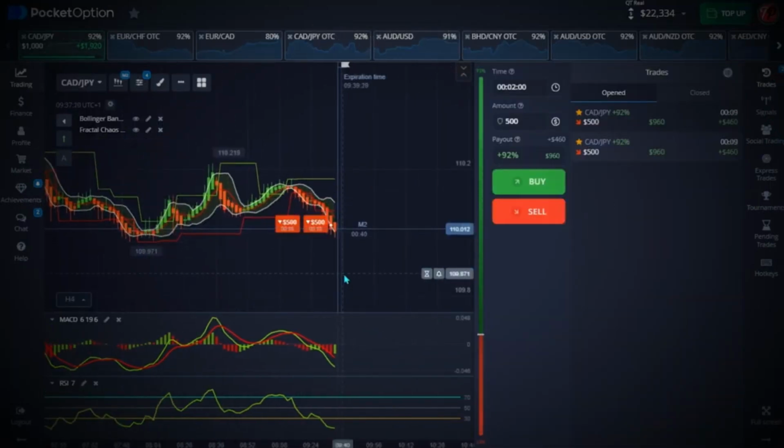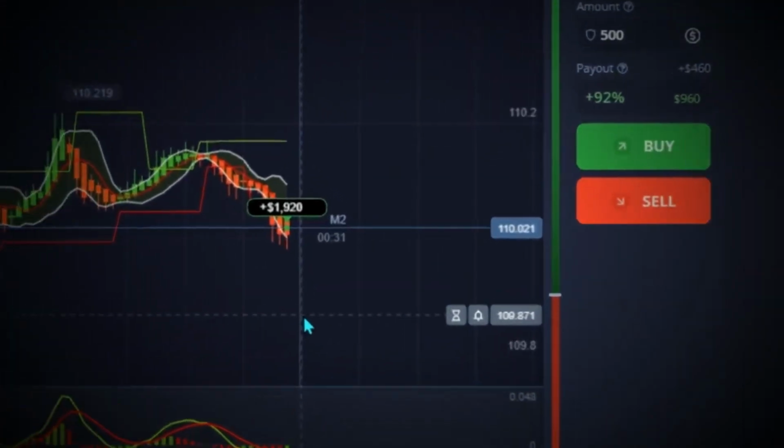I've been trying this strategy, especially since I added the new indicator, for the last 3 days, and it was very powerful, like very powerful. As you can see, we won the money in that.